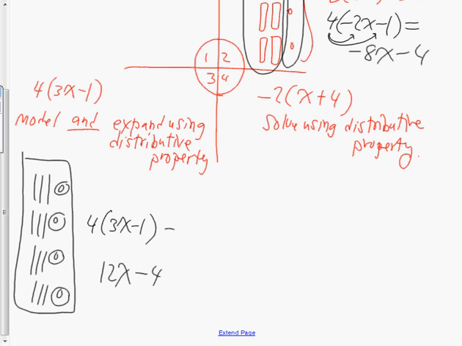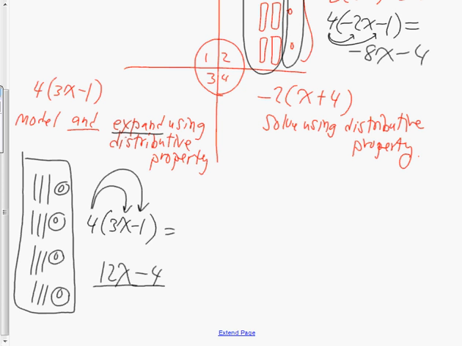And I would get that if I did 4 times 3x. That would be 12x. This is called expanding. These arrows are my reminder of expanding using distributive property. I have 12x, and 4 times negative 1 is negative 4. So the equivalent value of 4 groups of 3x minus 1 is 12x minus 4.